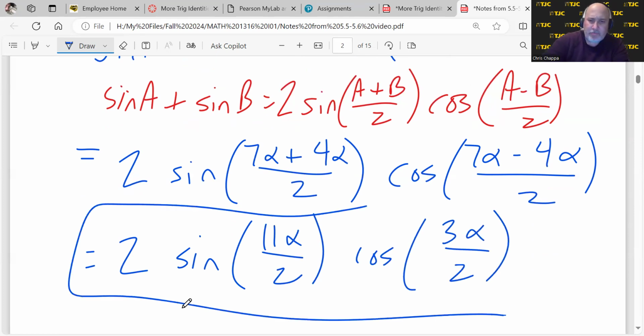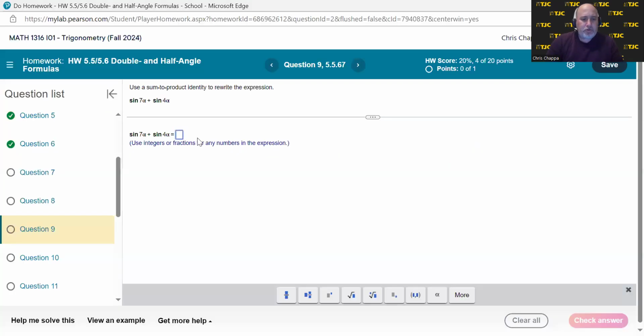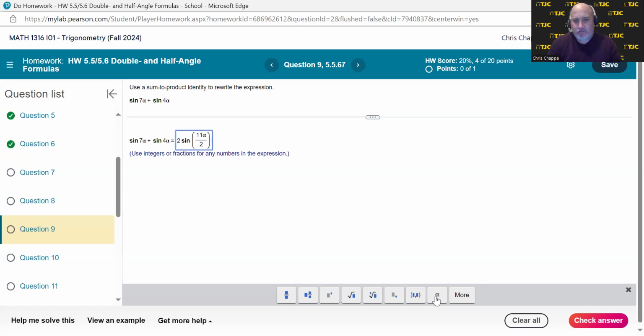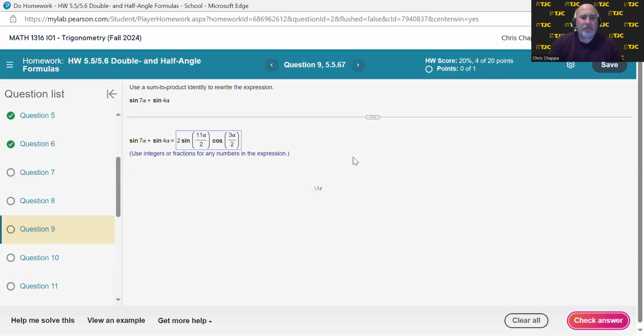I think this is probably the point where they would expect us to stop, since the fraction can't be reduced any further. Let's see. 2 sine of 11 alpha over 2. Now, to get the alpha, I did type backslash alpha. If you hover over this, it'll tell you that's how to type it. And then it was cosine of half the difference, so 3 alpha over 2. Parentheses in the wrong place. And I believe that's how they want the answer.